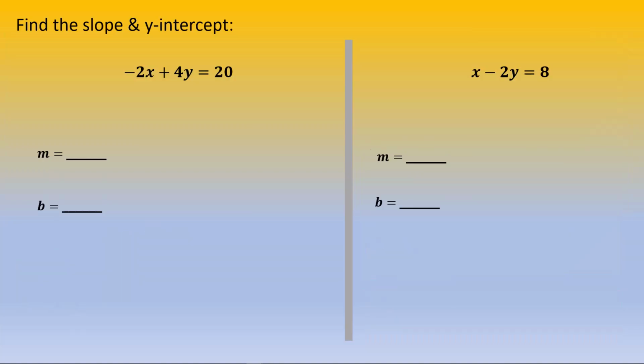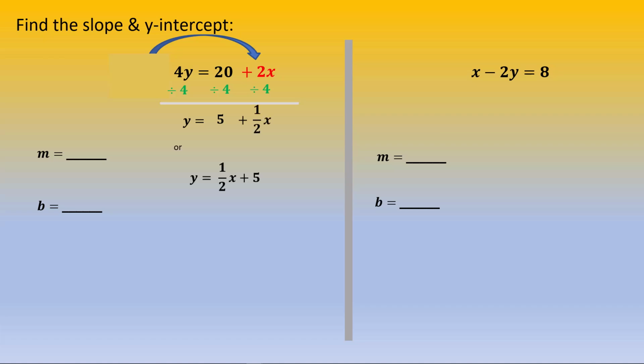Let's try these. Find the slope and y-intercept. We move the x term to the right side, we divide all parts by 4, the coefficient of y, and we get y equals 5 plus 1 over 2x. We rearrange it into slope-intercept form, and we see that m is 1 over 2 and b is 5.